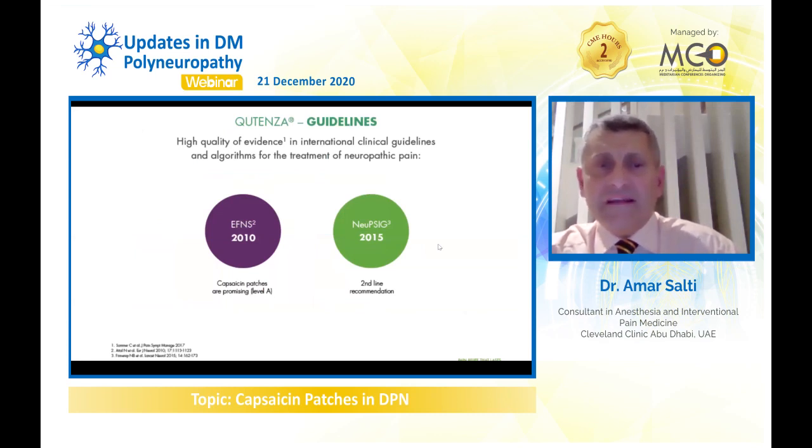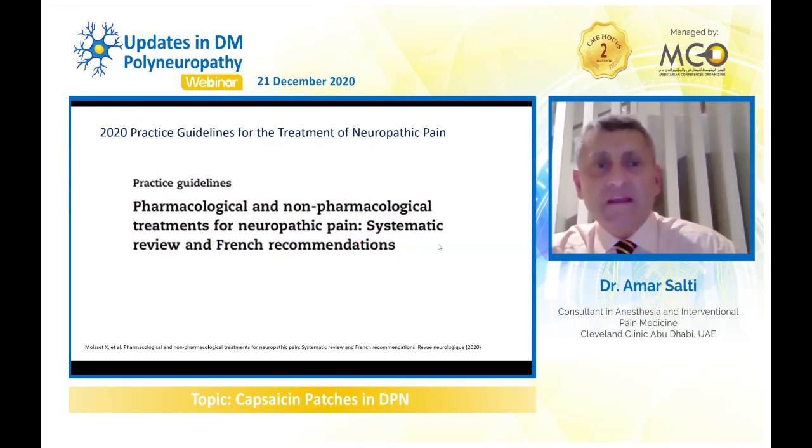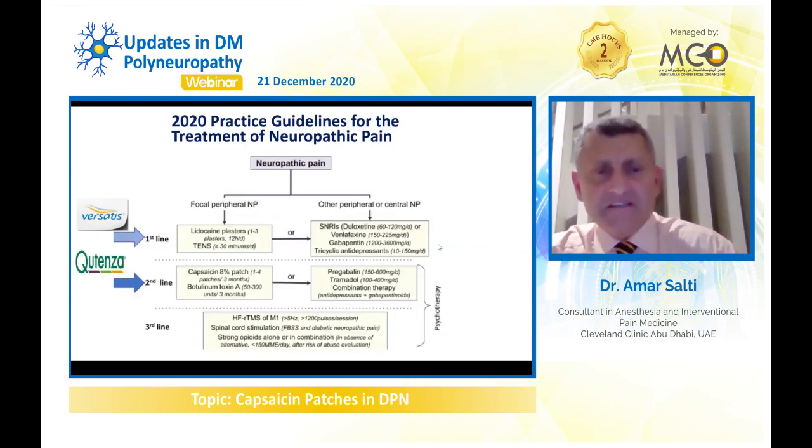For the guidelines, lots of guidelines since 2010. We started our guidelines for treatment of neuropathic pain in the Middle East in 2011, and the Qutenza was already in the guidelines. The NeuPSIG in 2015, the Neuropathic Pain Special Interest Group, raised capsaicin as a second-line recommendation. And very recently in 2020, these recommendations from the French group show that capsaicin is established as one of the options for diabetic neuropathy and focal diabetic neuropathy, as you can see here.